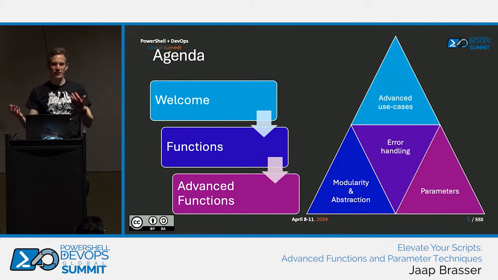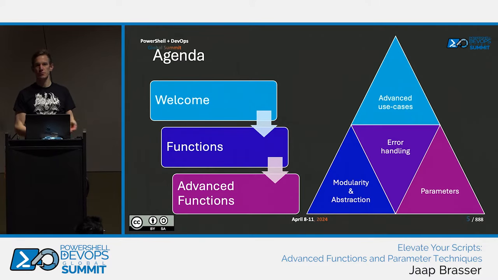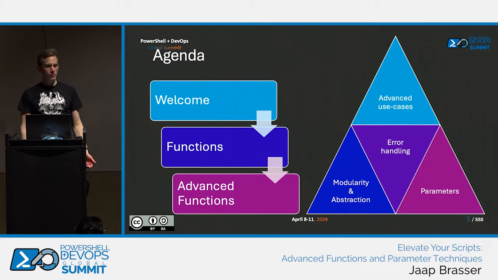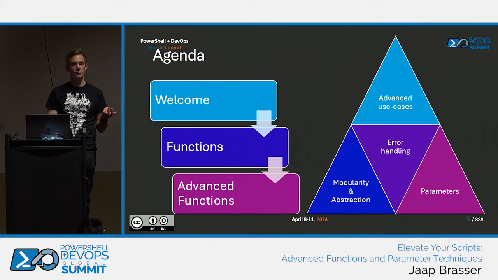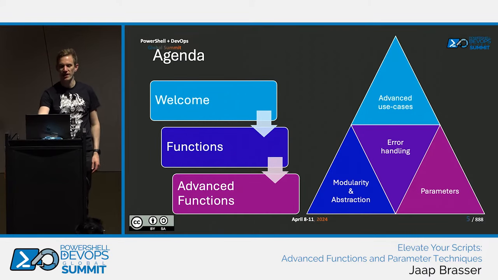To give you an idea of what I have from a content point of view, we have the welcome that we're going through now. We'll cover some of the PowerShell basics just to make sure that everyone in the room is at the same level. Since a lot of you have a lot of experience with PowerShell already, we'll go through it quickly. Then we'll talk about PowerShell functions, how we can implement them, why we want to implement them, and what components there are. Then we'll go into advanced functions in combination with parameters. Then we also have sections for error handling and use cases. So that is the general outline of what we have from a content point of view.